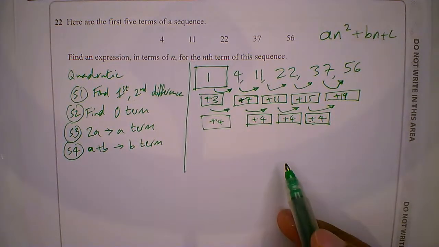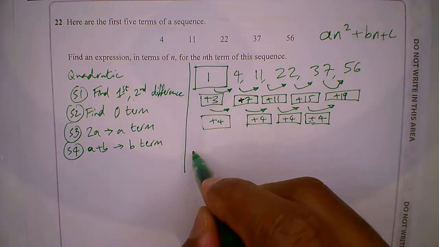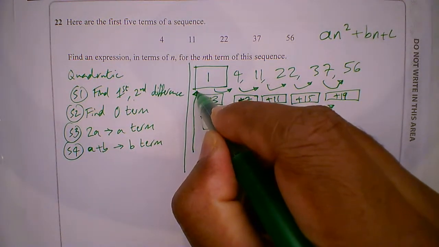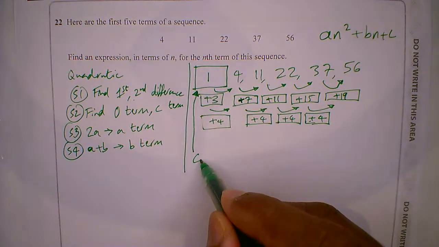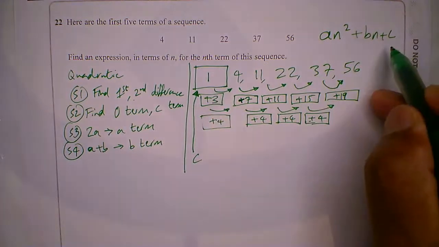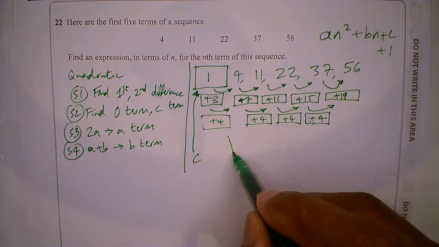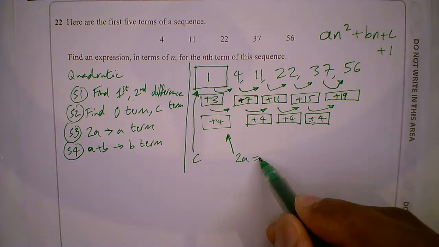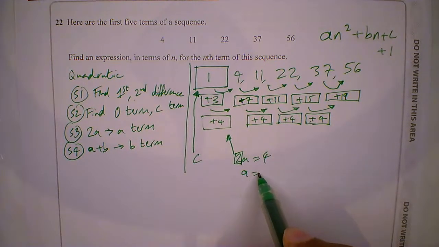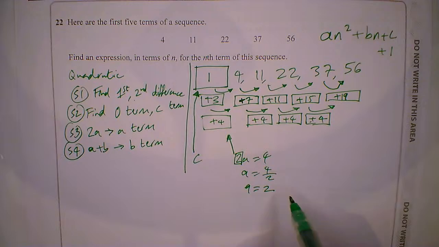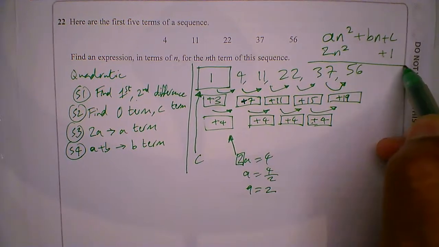Okay? Now, find the zero term. This here is my zero term, which is the C term. So this is C. So that's 1. So here under C, I'm going to write plus 1. This is my 2a equals 4. What's half of 4? So divide by 2. Equals 2. So this is 2n squared. It goes in front of the n there.